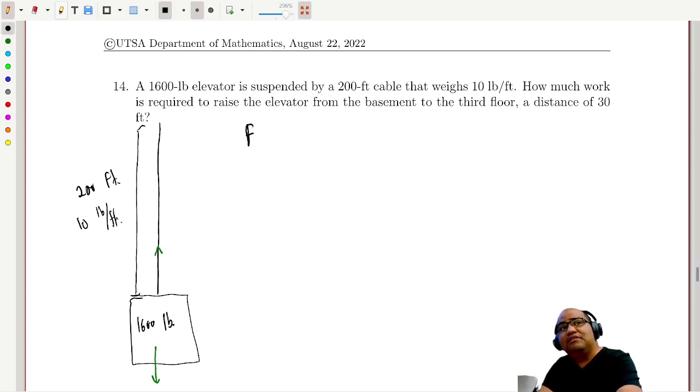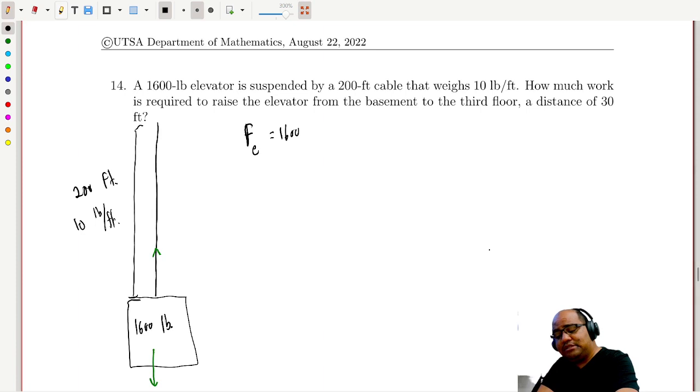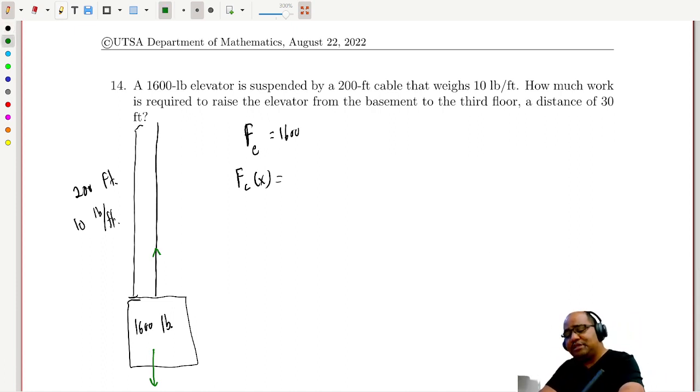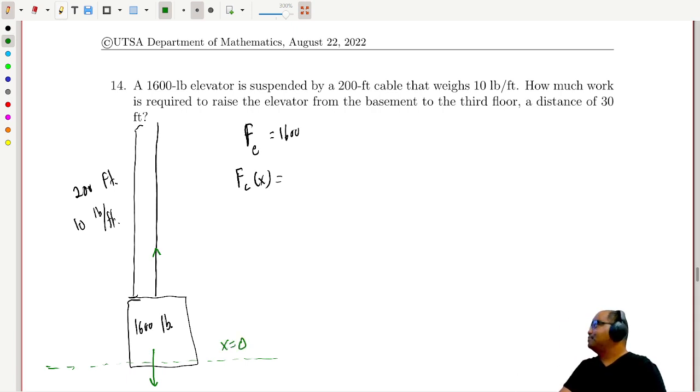The force of the elevator car is just its weight, 1,600 pounds. Whereas the force on the cable at any position x, well, remember how we have to do this. We first decide where our 0 is going to be. Here, I'll make 0 the bottom. So this is x equals 0. And that means when we go up, we're increasing the x value. So positive is in the up direction as normal.